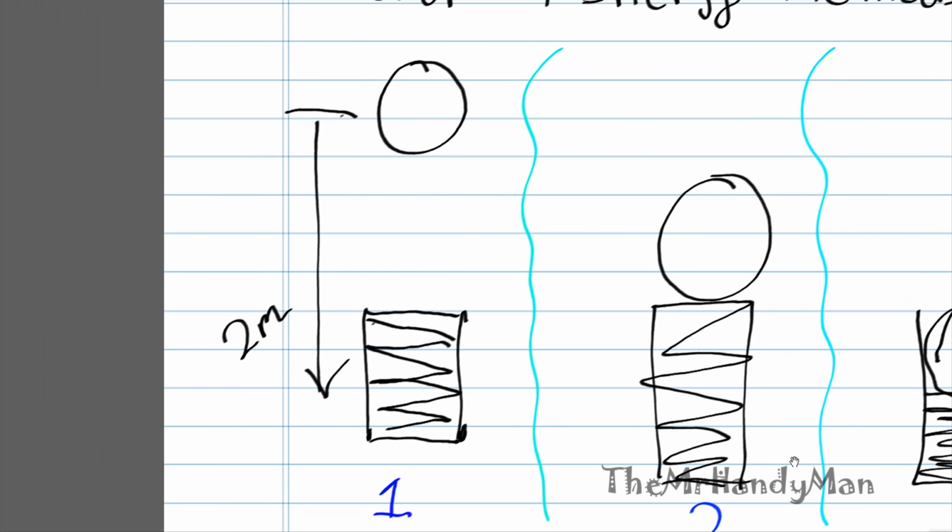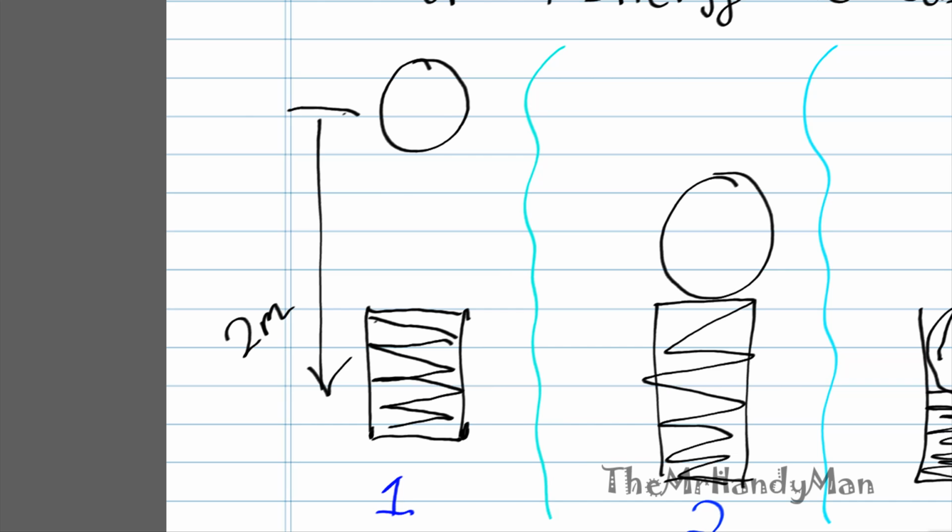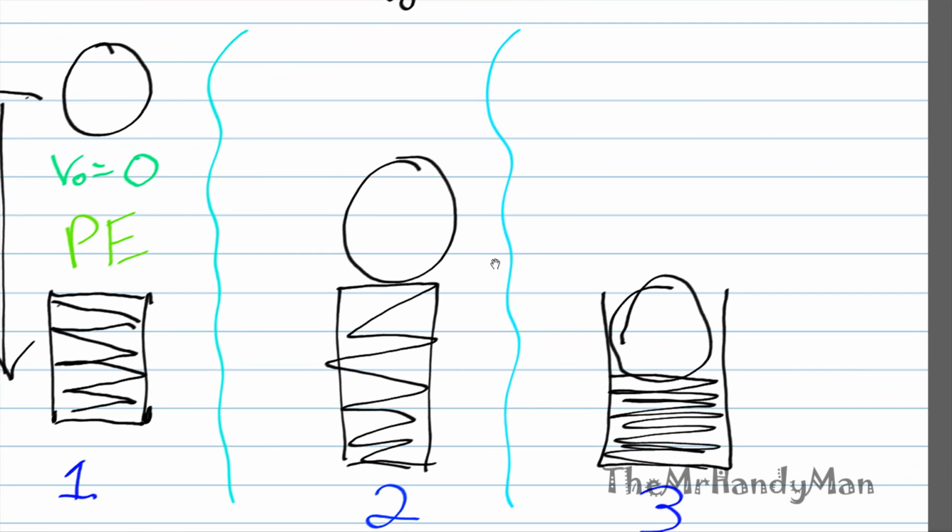The first one is the ball is stationary. So I'm going to say that V1 is equal to 0. The potential energy is such that you're up 2 meters and the spring is obviously not acting on the ball at this moment. So mostly all you're going to have is a potential energy situation right here. This is potential energy.